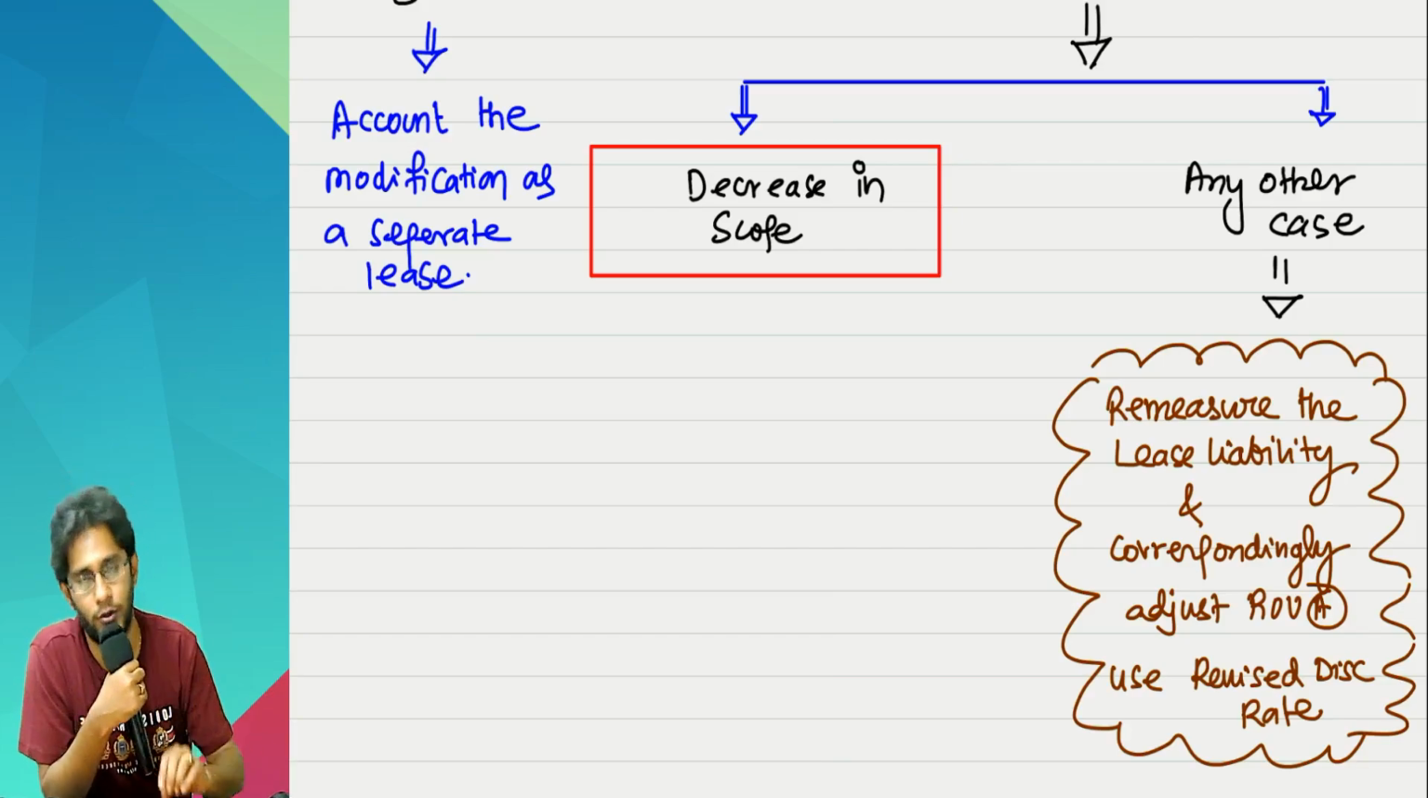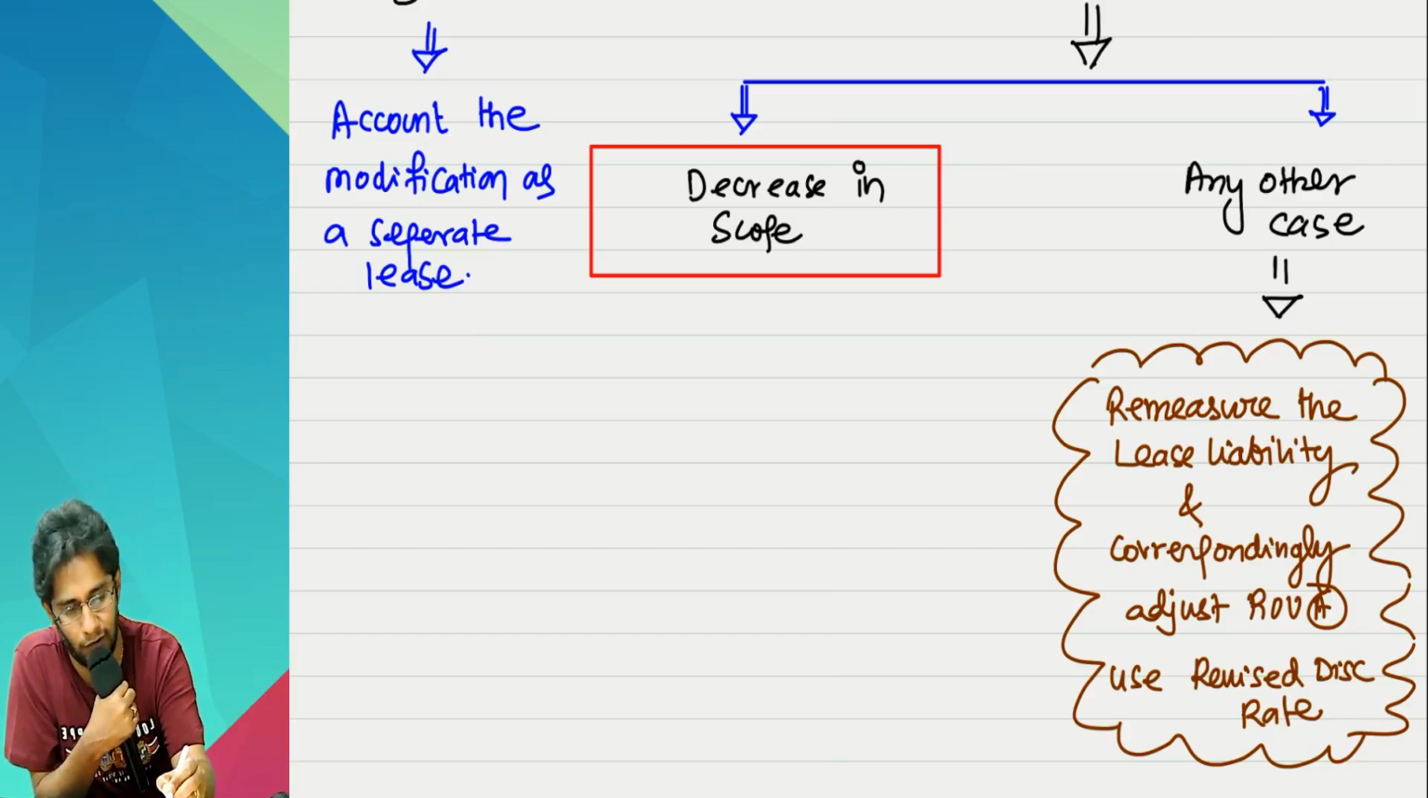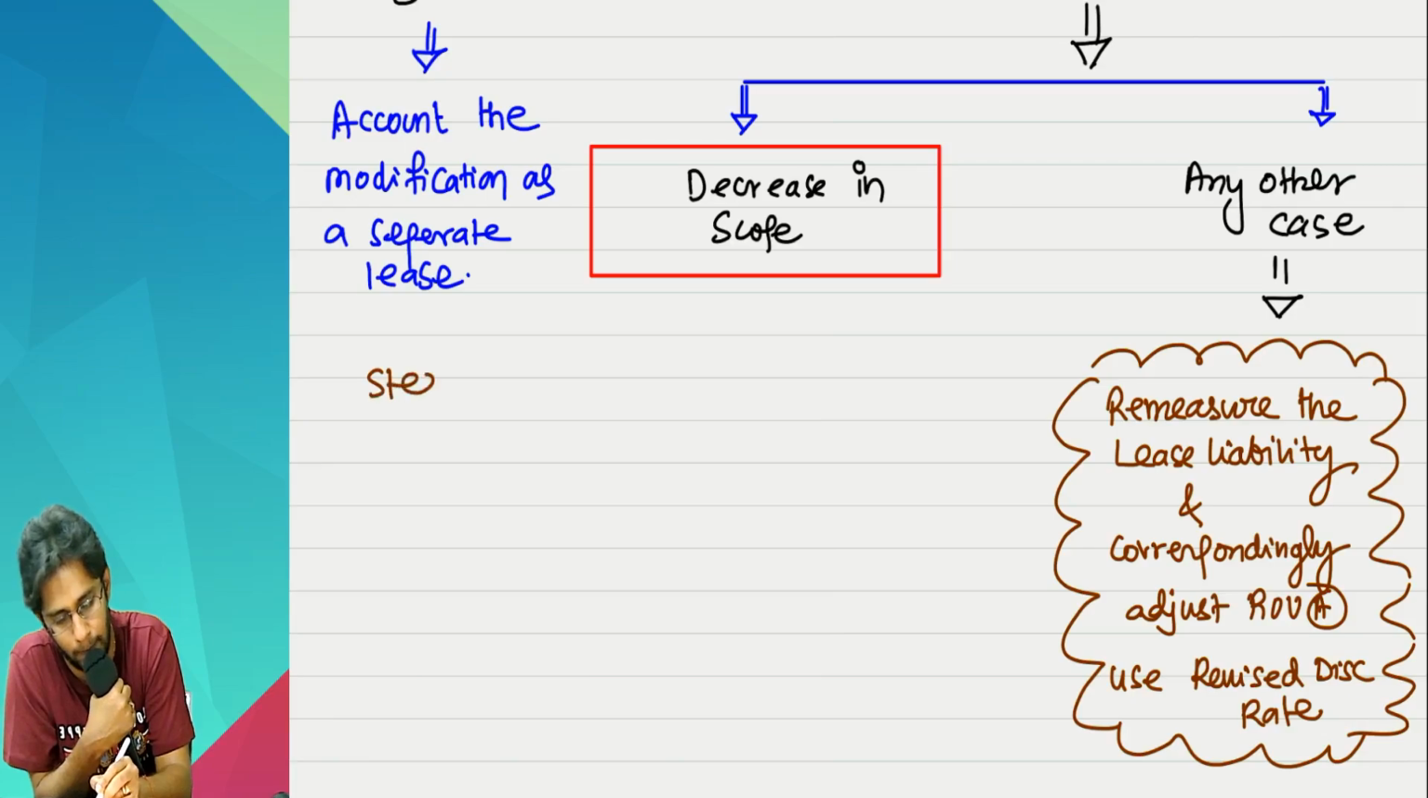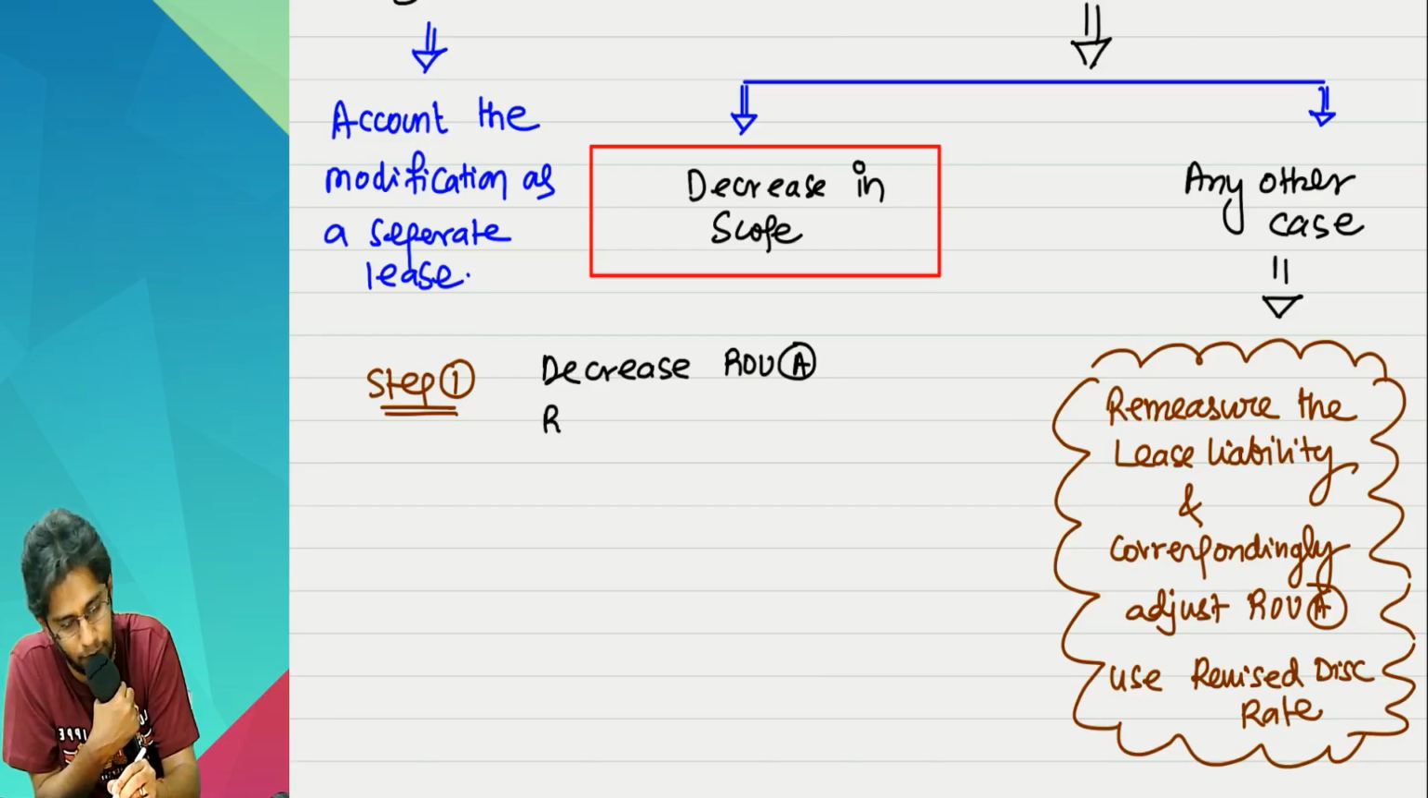Now what accounting you should do is blindly follow the steps, nothing else. Step number 1, decrease the ROU asset representing scope reduction.